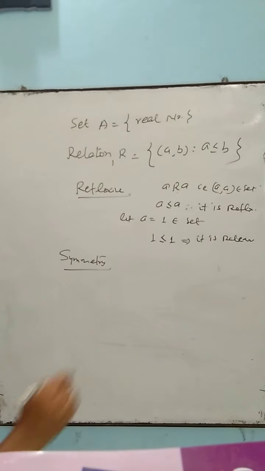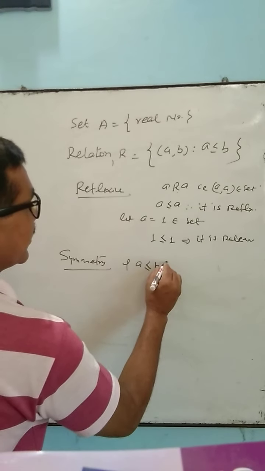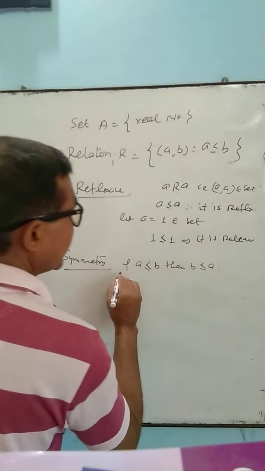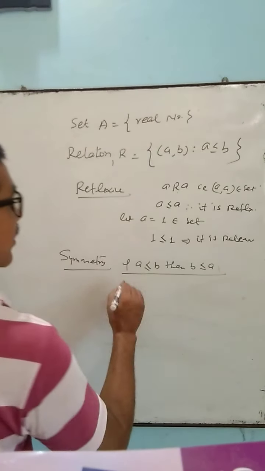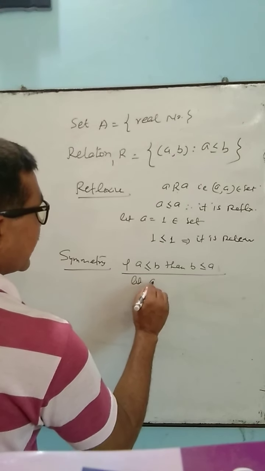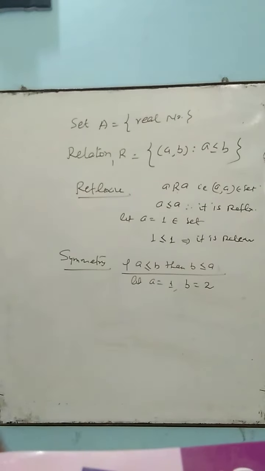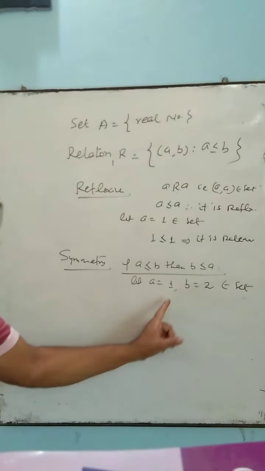What is the property of symmetry? If A is less than or equal to B, then B must be less than or equal to A. ये property होनी चाहिए symmetry की. Now you can check. Let A as 1 and B as 2. You can take. And A and B belongs to the given set. Because both are real number.